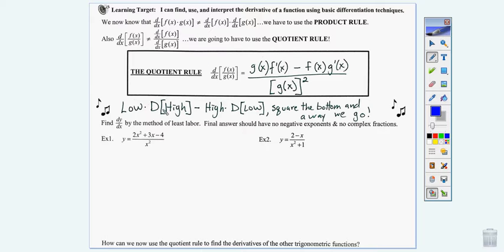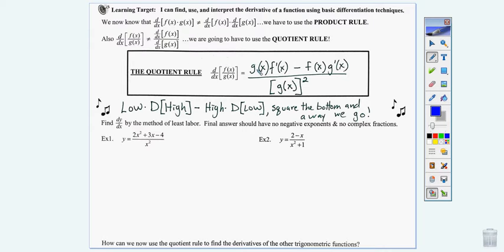song. Lo d high minus high d lo, square the bottom and away we go. Okay, that is going platinum. Lo d high minus high d low, square the bottom and away we go. Please don't smile right now.